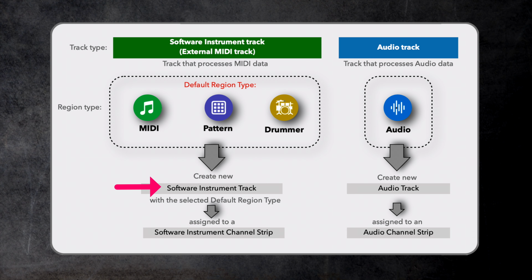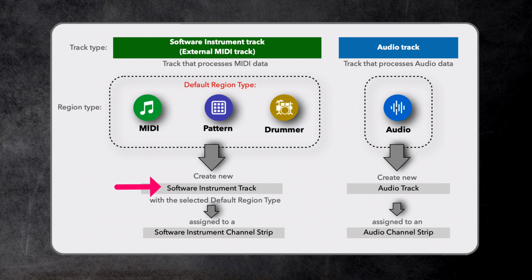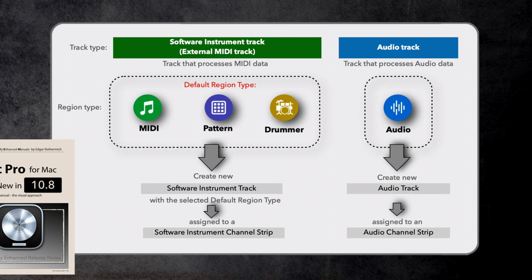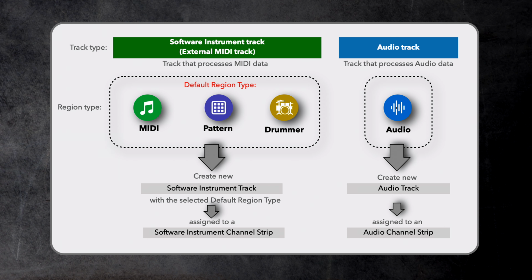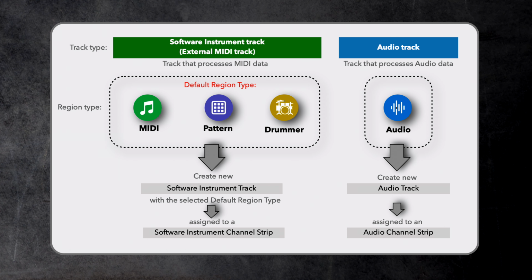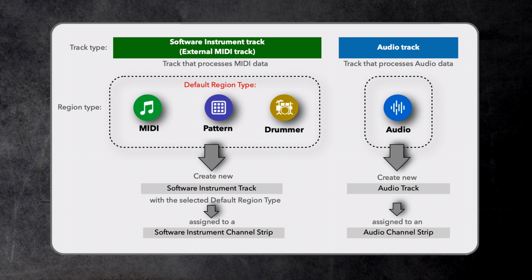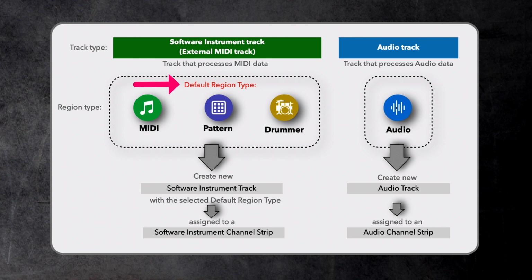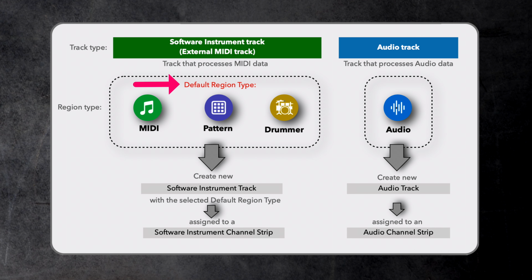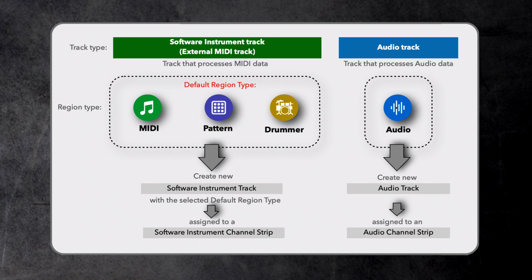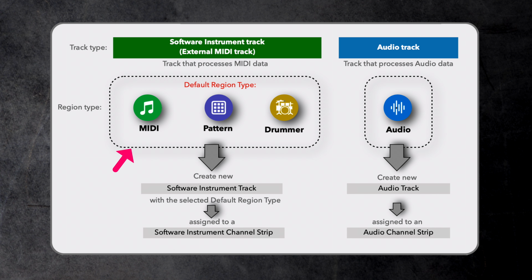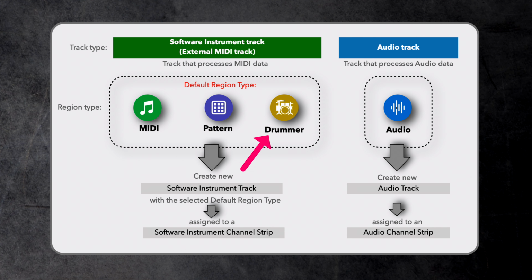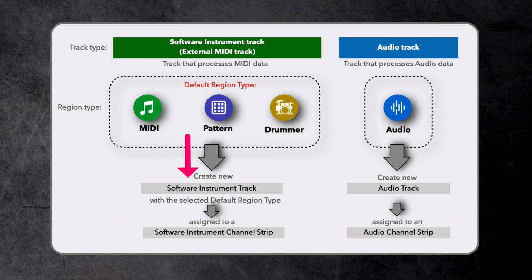There is some overlap, or should I say some potential confusion, that I explain in my new book. So here's the important new concept. A software instrument track in Logic now has a new parameter called the default region type. And by selecting one of these 3 icons, MIDI, pattern, or drummer, you set the default region type to MIDI, pattern, or drummer for the software instrument track that you are creating.